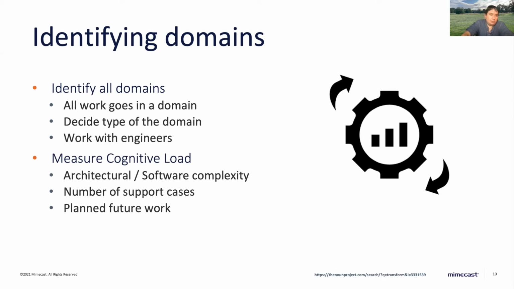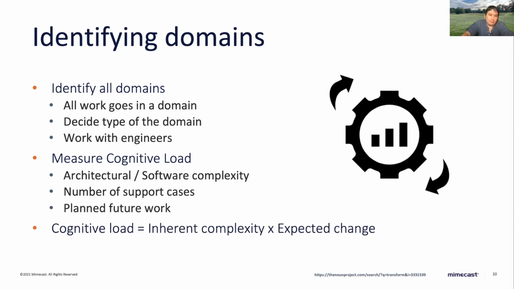We looked at the number of support cases being raised per domain. We looked at the product roadmap to understand the planned future changes and map them to the domains. All these combined together give us a measure of how much cognitive load the ownership of a domain imposes. To put this in a formula, we would get that the cognitive load is equal to the inherent complexity times the expected change for that domain.